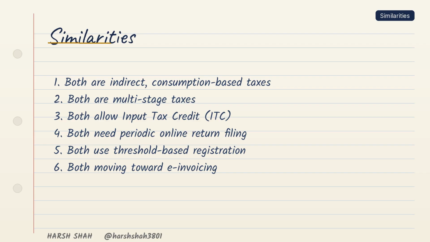1. Both are indirect, consumption-based taxes, ultimately paid by the final consumer. 2. Both are multi-stage taxes, collected at each step from manufacturing to retail. 3. Both allow input tax credit, letting a business claim the tax paid on its purchases and avoid double taxation. 4. Both require periodic return filing through an online portal. 5. Both use a threshold-based registration system, with a mandatory and a voluntary level. And 6. Both are moving toward E-Invoicing.